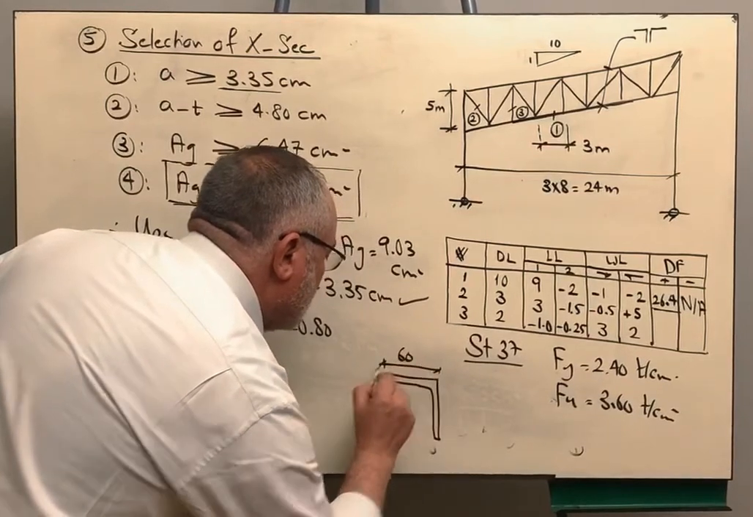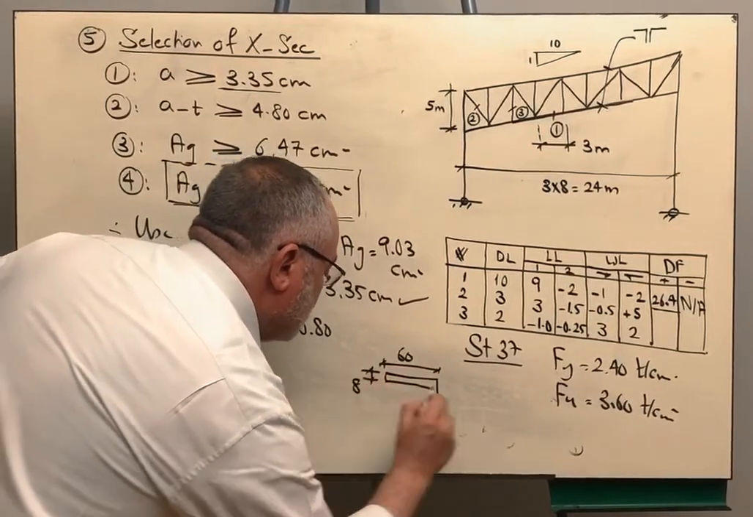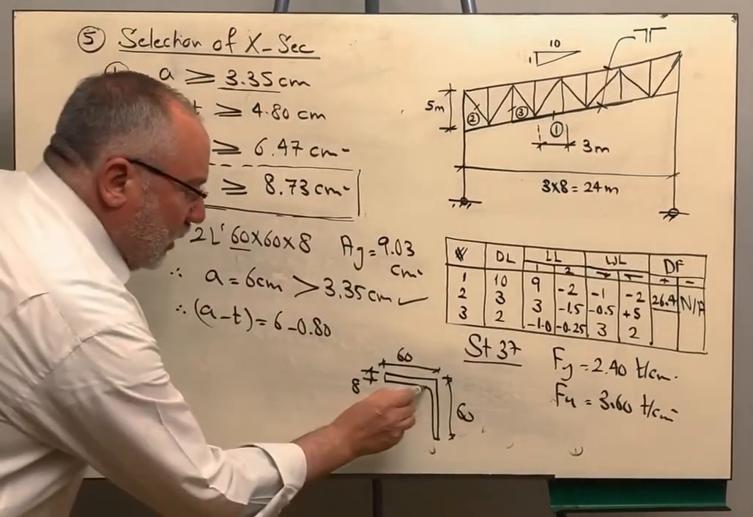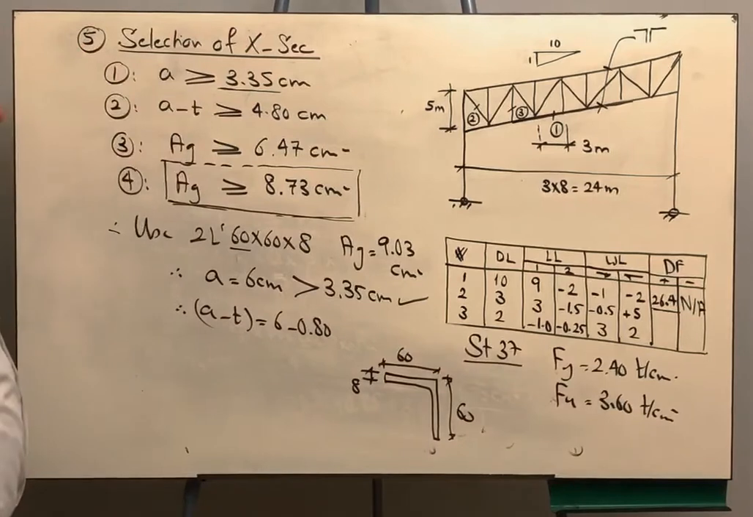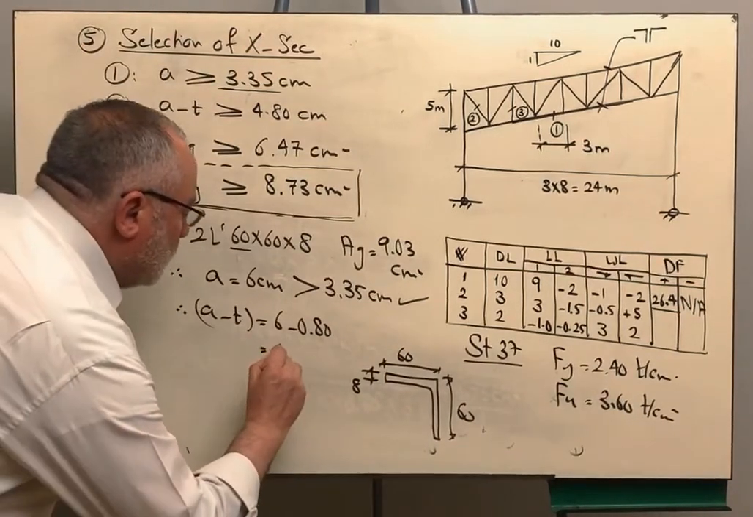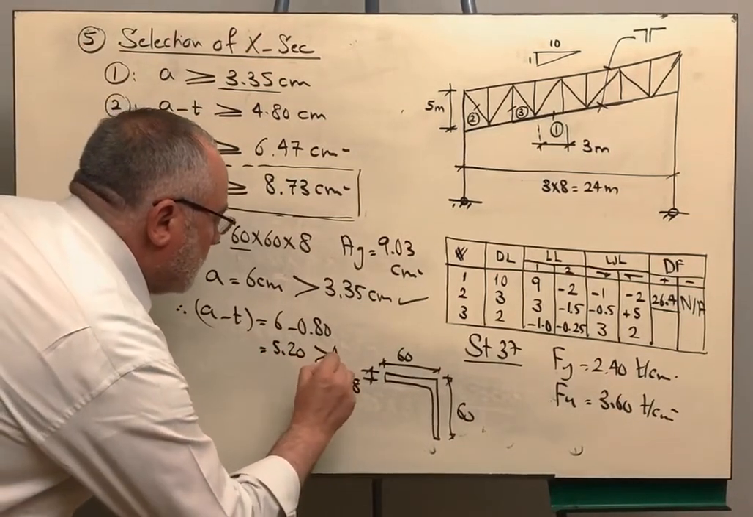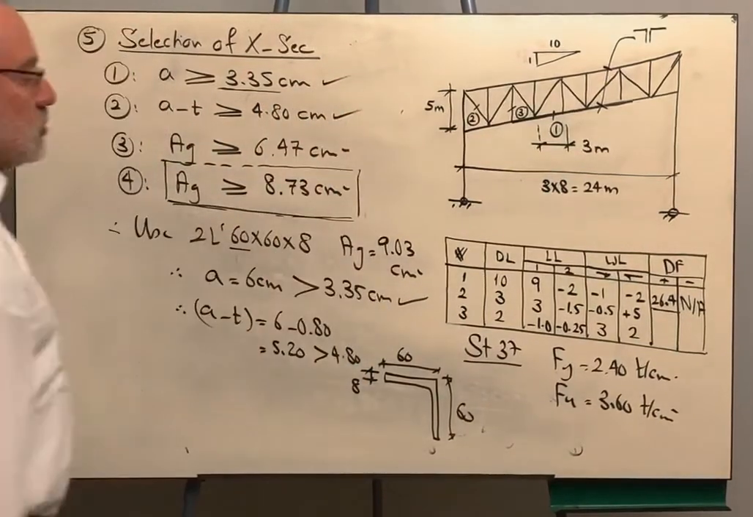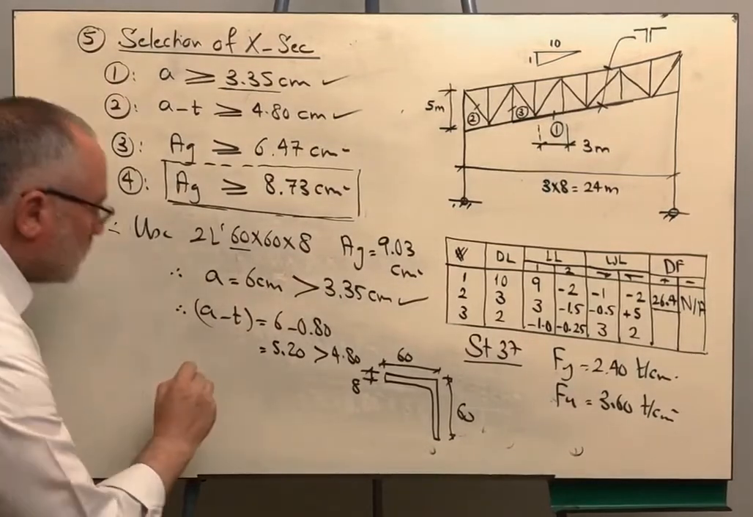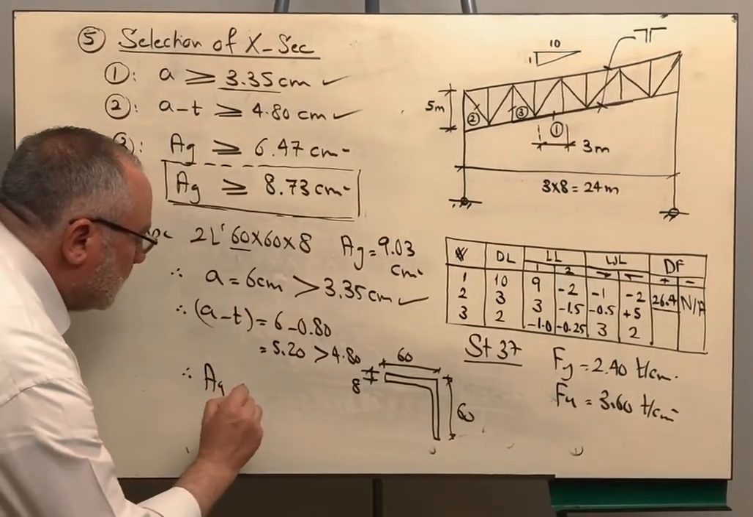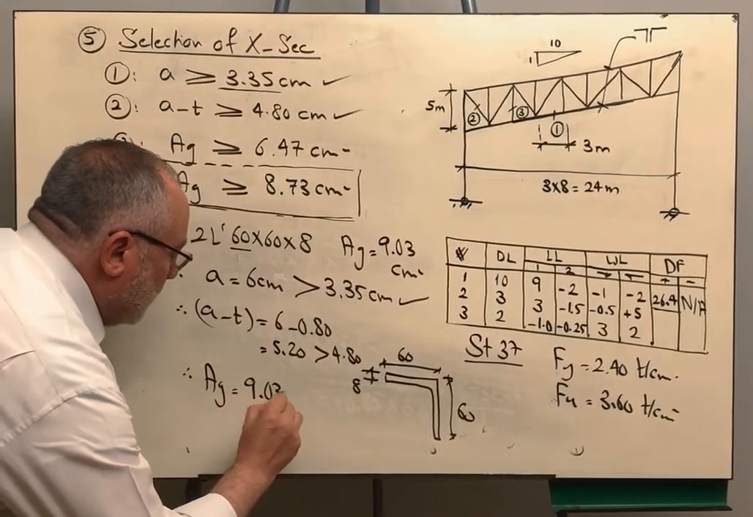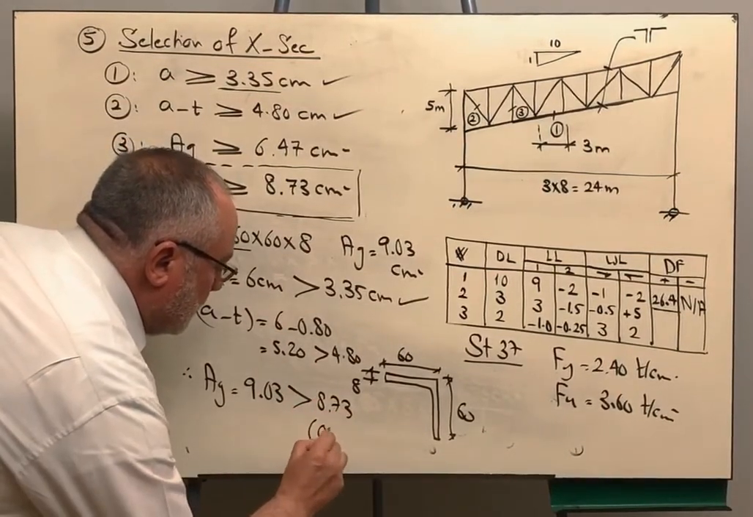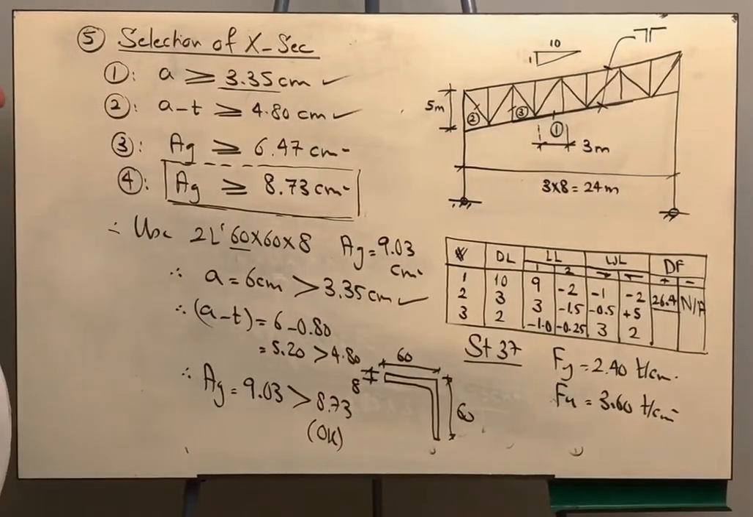This is 60, and this is 8, and this is 60. So this means that A minus T is equal to 6 minus 0.8, which is 5.2. This is bigger than 4.8 centimeter. Then this condition is satisfied and this condition is satisfied. And of course the area is 9.03 and this is bigger than 8.73. Therefore my selection is okay.